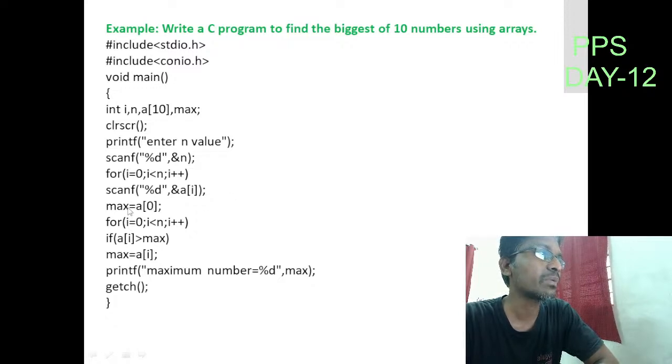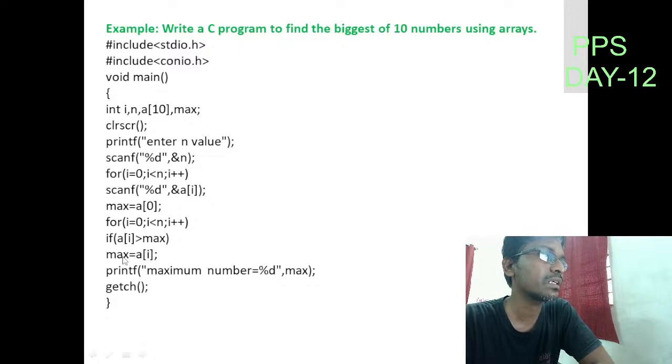After that, I need to compare with the next element, so I'm going to use a for loop. I compare the index number 0 element in memory with the index number 1 element, and so on. For comparing, I use if a[i] is greater than max, then I store a[i] as the maximum value. That means the particular index element is stored as max.